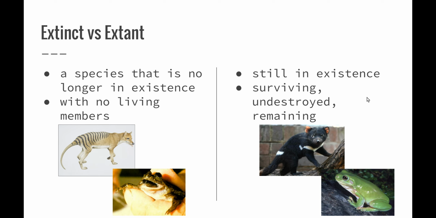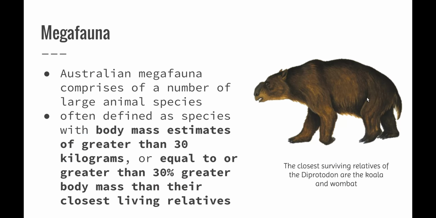Extant organisms are those that are still in existence and surviving. Similar organisms to our extinct ones here are the Tasmanian devil, which we do know is endangered. However, there are still individuals that are living. And the other one is the green and gold bell frog, or the green tree frog.